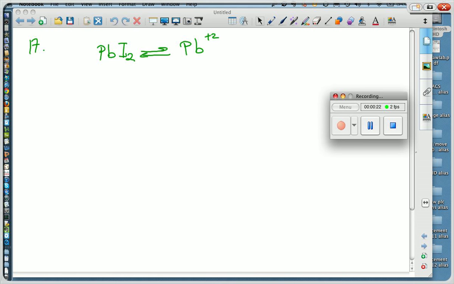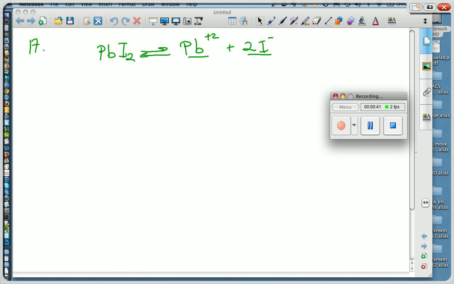It looks like this. And if the concentration of the lead and the iodide are greater than that allowed by the KSP, there will be a precipitate. And if it's less than that, there won't be a precipitate. So we've got to find out how the ion product compares to the KSP.